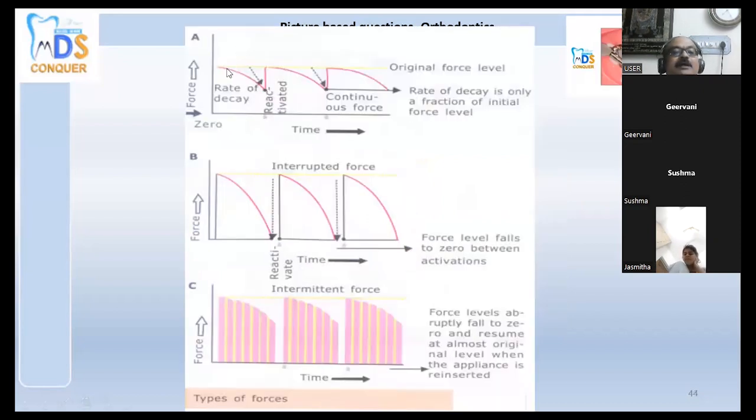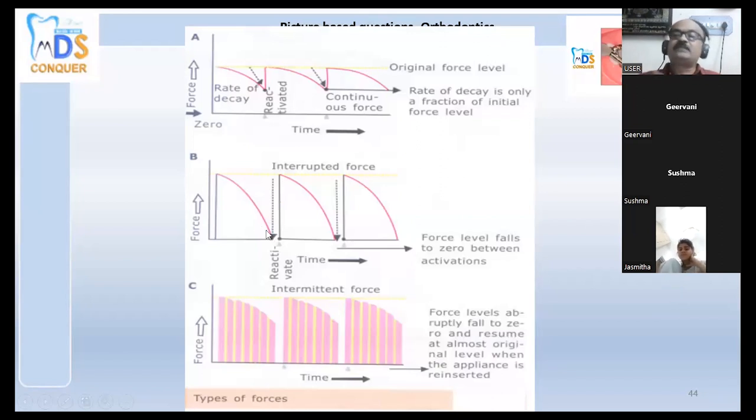In a light continuous force, which we give with fixed appliances, the rate of decay is very slow, but it never reaches zero. Before it reaches zero, we will activate the appliance. So the rate of decay is only 1/3 maximum of the initial force we have applied. But in interrupted force, where we give heavy forces sometimes with closed loop mechanics or springs, the force level abruptly falls to zero. Again, we have to activate it. There is a sudden fall to zero.